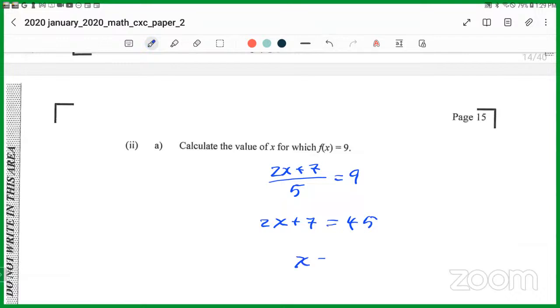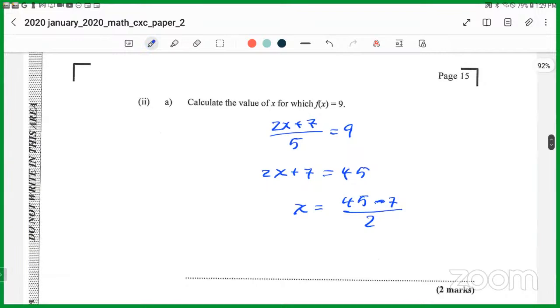So x is going to be 45 minus this 7, and then divide that by this 2. So 45 minus 7 is what? 38. 38 divided by 2, 19. I'm going to check if that is correct.